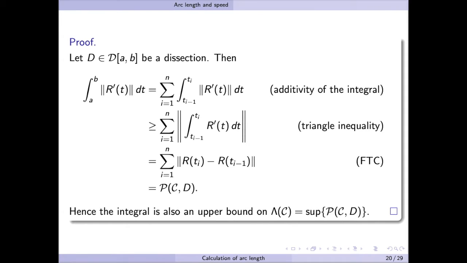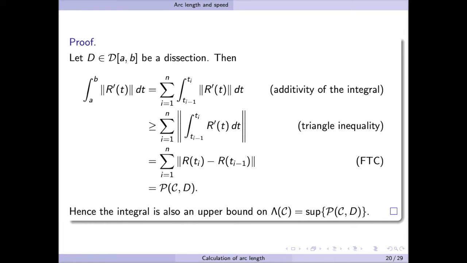For the proof, let D be a dissection of [a, b]. Then the integral of the norm of r prime of t from a to b equals the sum as i goes from 1 to n of the integral from t sub i minus 1 to t sub i of the norm of r prime of t. This is by the additivity of the integral, and here t sub i stands for each of the elements of the dissection D. Now this quantity is bounded below, using the triangle inequality for integration as applied to vector valued functions, namely lemma 9, by the sum as i goes from 1 to n of the norm of the integral from t sub i minus 1 to t sub i of r prime of t.